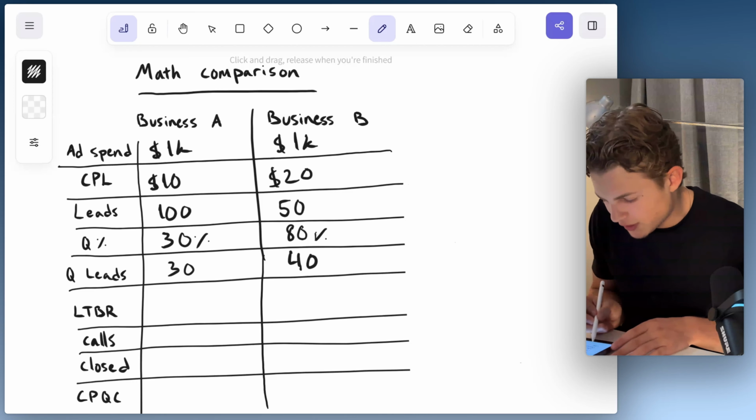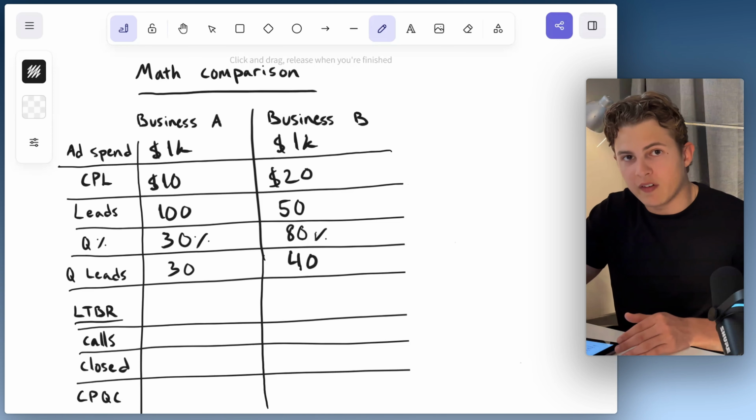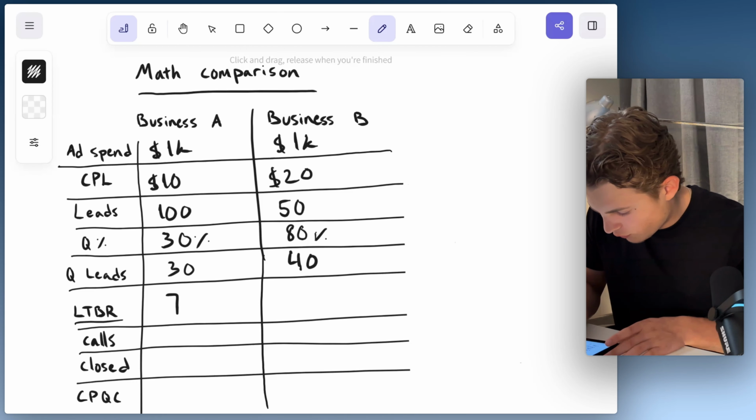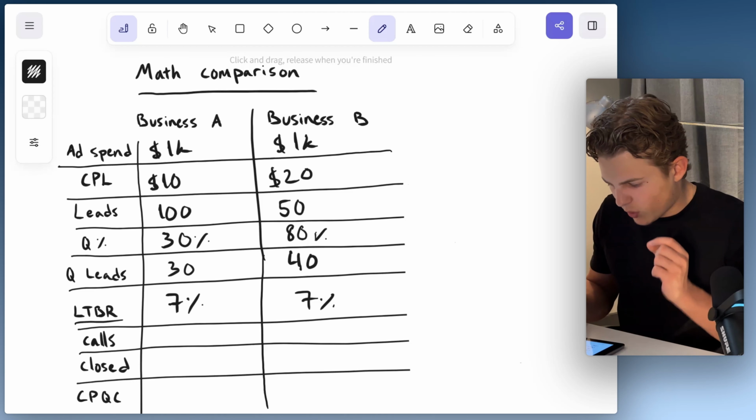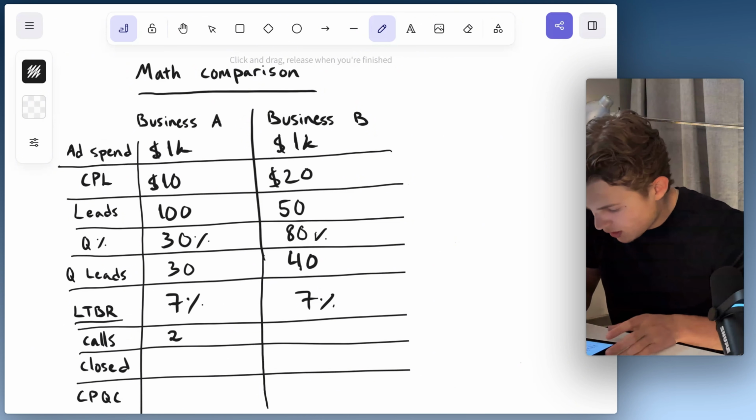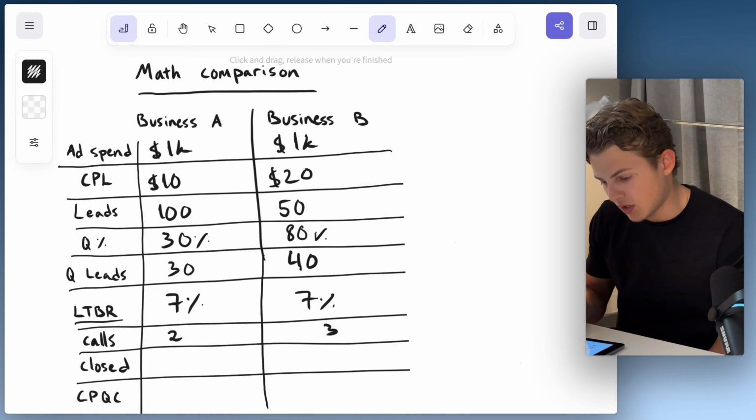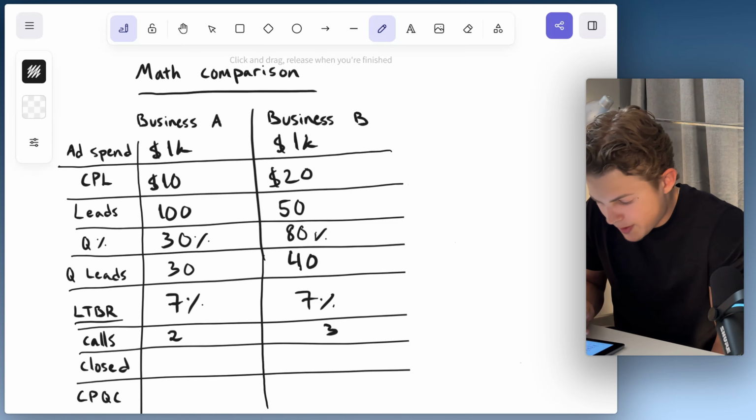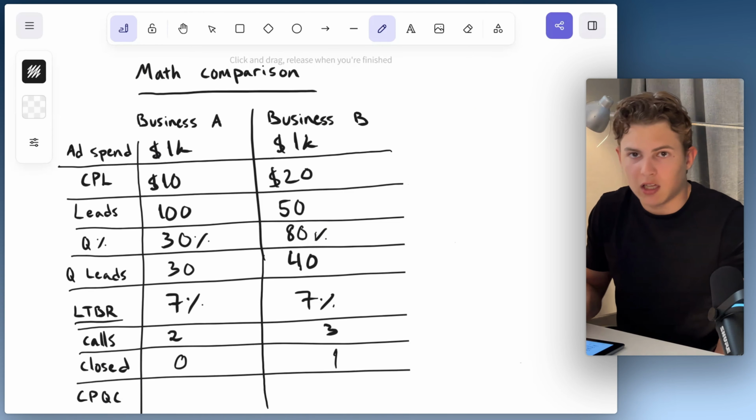And let's assume that the lead to booked rate is the same for both businesses for their qualified leads. So let's say both of them convert 7% of their qualified leads into booked calls. Well, business A would get 2 booked calls, and business B would get 3 booked calls. And obviously these are pretty small numbers right now, but we can assume that business A maybe closes 0 out of these 2, and business B maybe closes 1 if they have a 30% close rate.